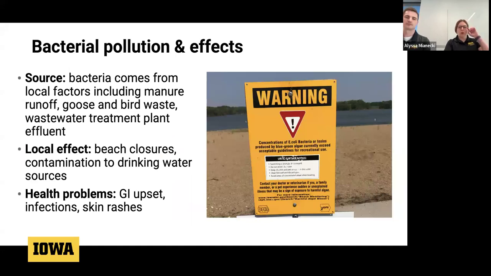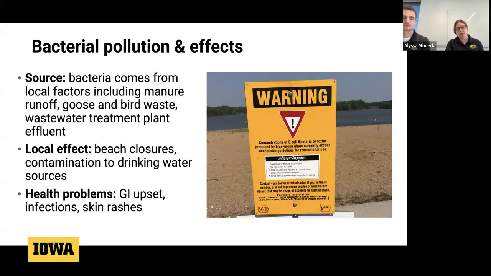So talking now about just the big pollutants in Iowa and some of their effects. Bacteria pollution can come from a multitude of places, including just plain manure runoff from farms, from both CAFOs or just a backyard chicken coop. If you're on a beach and you see a lot of goose and bird waste, those often will have enough bacteria to close beaches down. And then some older wastewater treatment plants that don't have the new technology may have excess bacteria pollution.